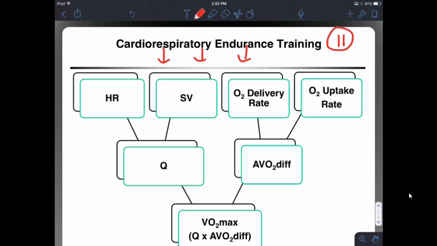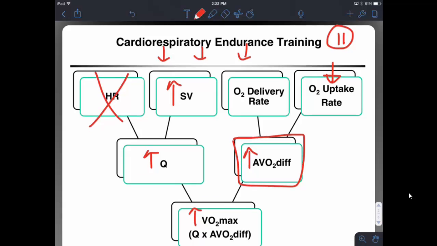Okay, so we're looking at an increase in VO2max due to increased cardiac output and increased AVO2 difference. We've already talked about cardiac output, which increases because of increases in stroke volume, because heart rate max doesn't increase. Right now we're focusing on the AVO2 difference side of the map. We've already talked about oxygen delivery rate, and our focus now is on oxygen uptake rate.